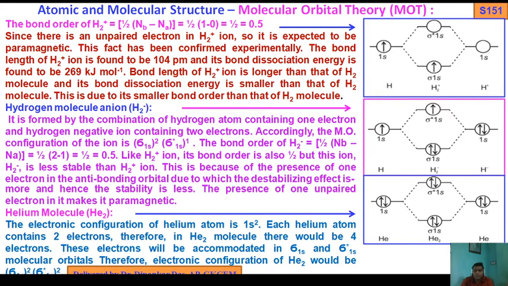So the MO electronic configuration in case of He2 will be sigma 1s2 and sigma star 1s2. As I told you several times, sigma stands for bonding MO and sigma asterisk means antibonding MO. So this is the MO electronic configuration of helium with graphical representation.